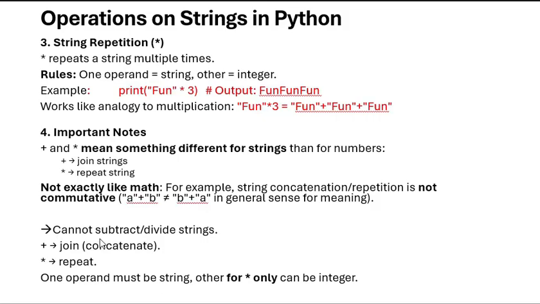In strings, you cannot subtract or divide the string. Plus is to join or concatenate the string, and multiplication is to repeat the string. One operand must be a string and the other will be an integer. You can see here, one is a string and the other is an integer.